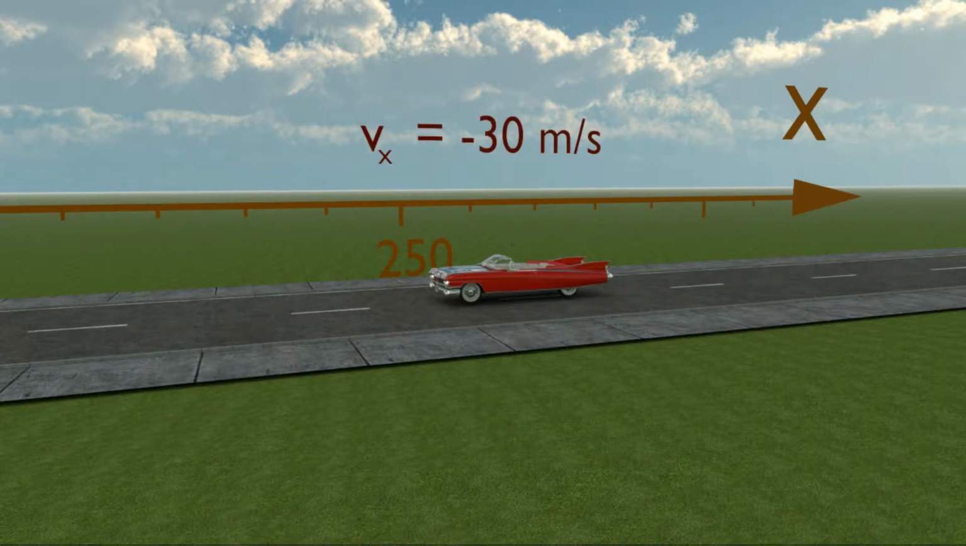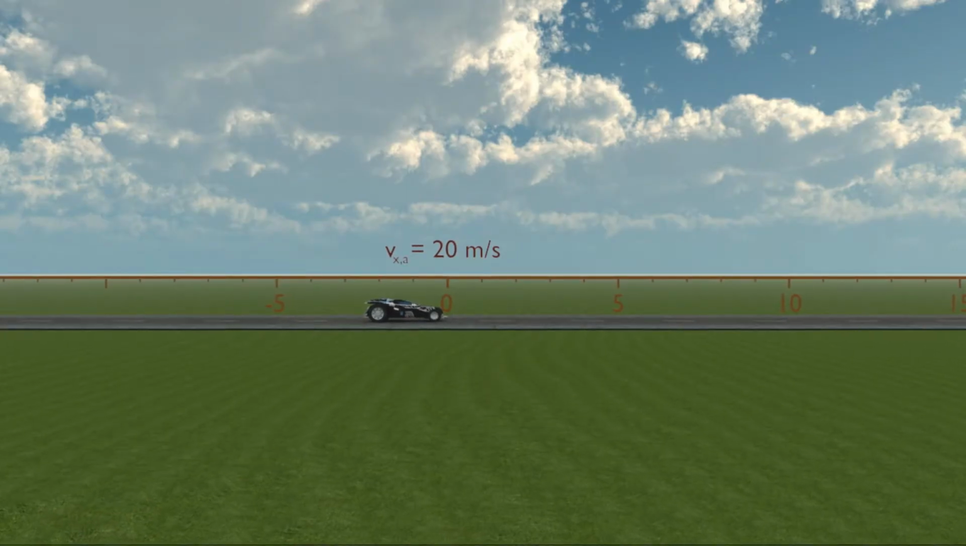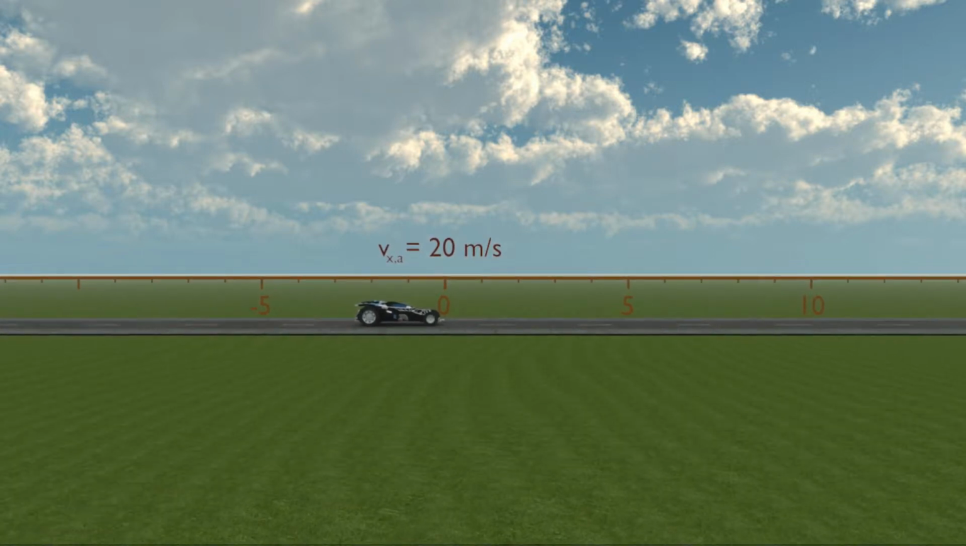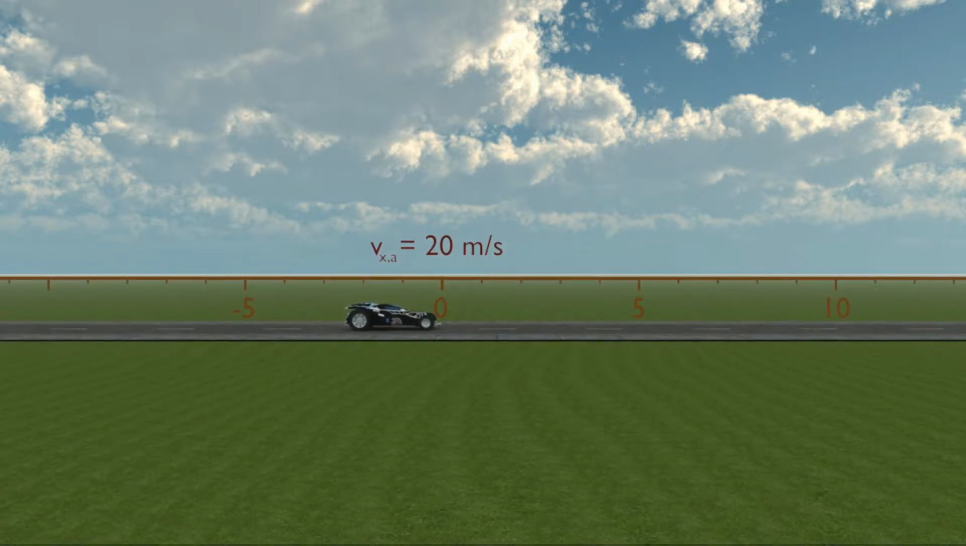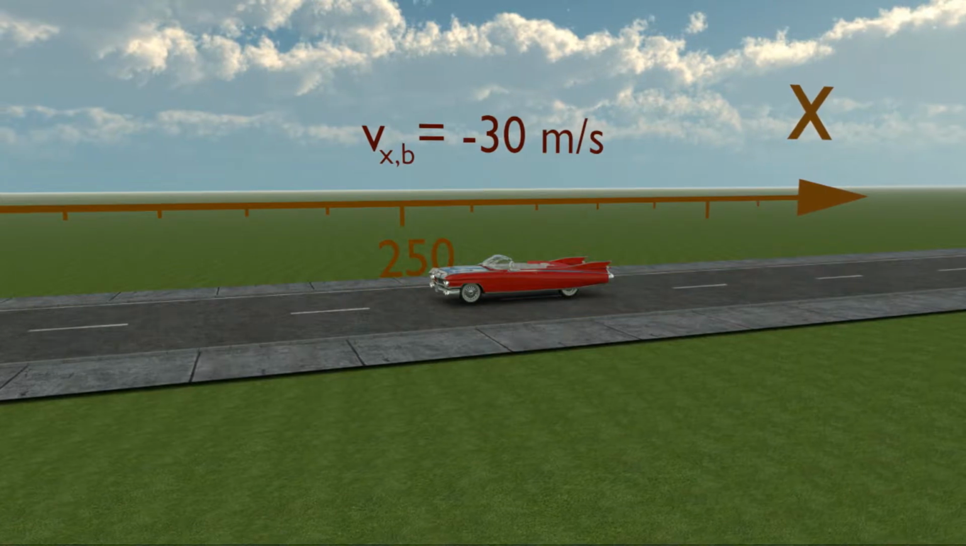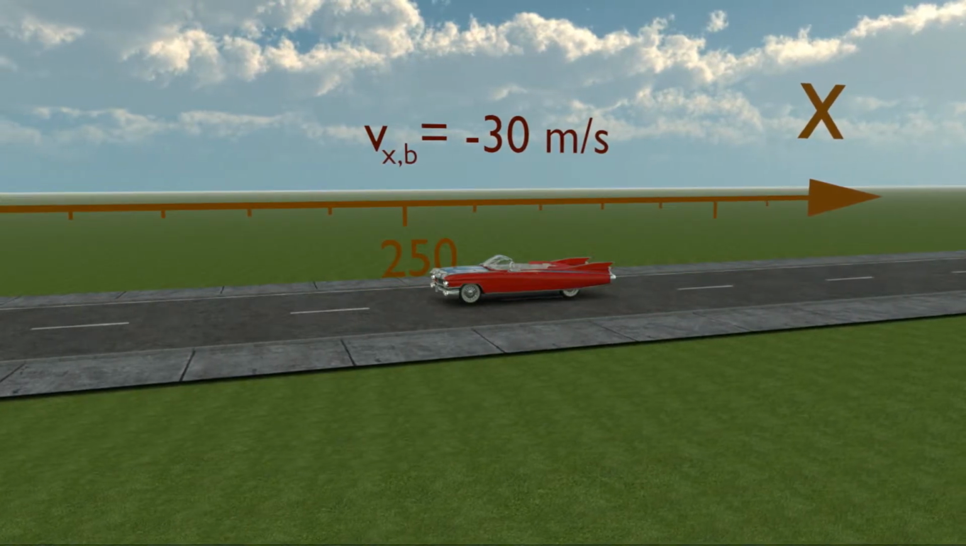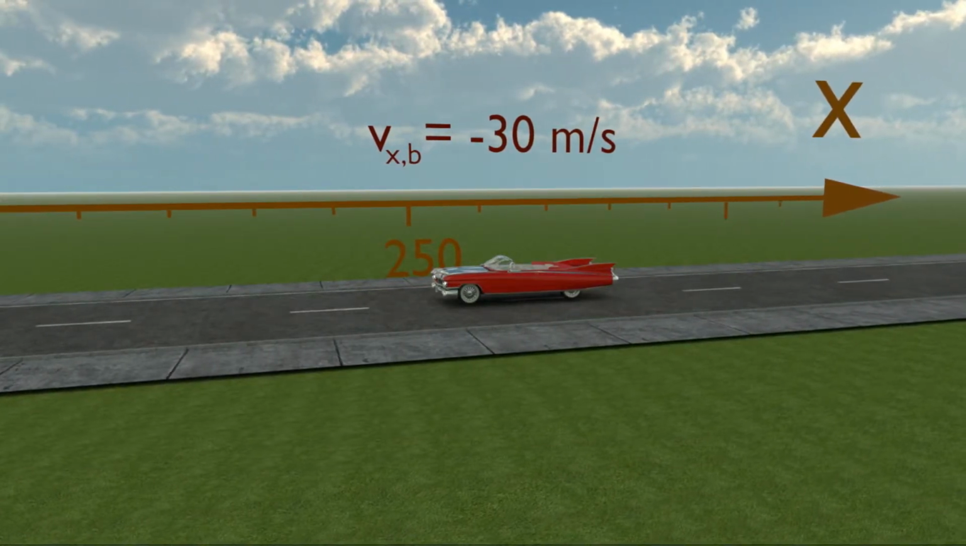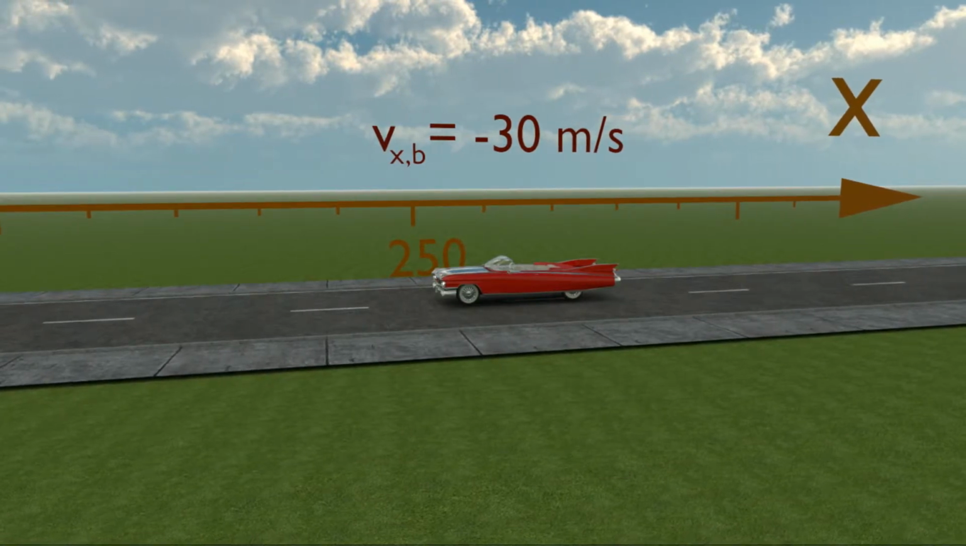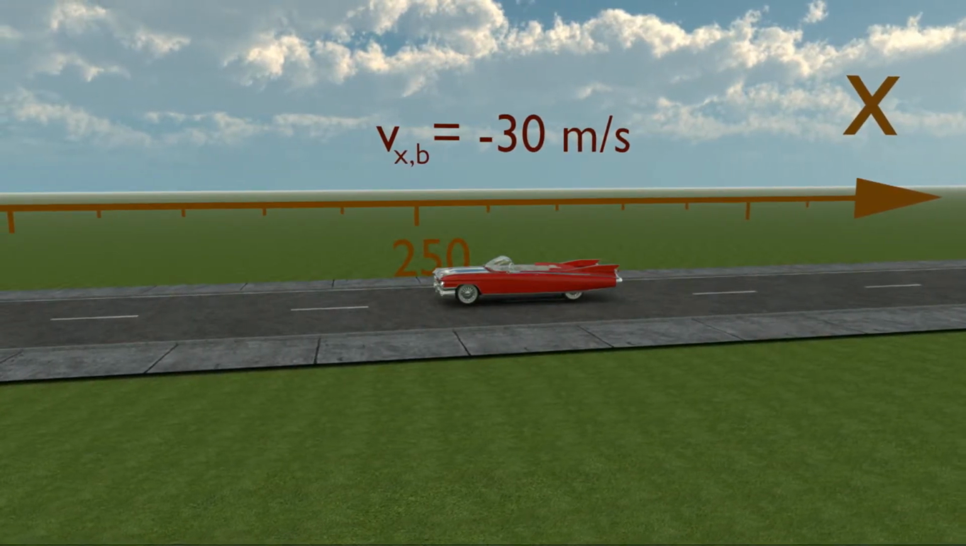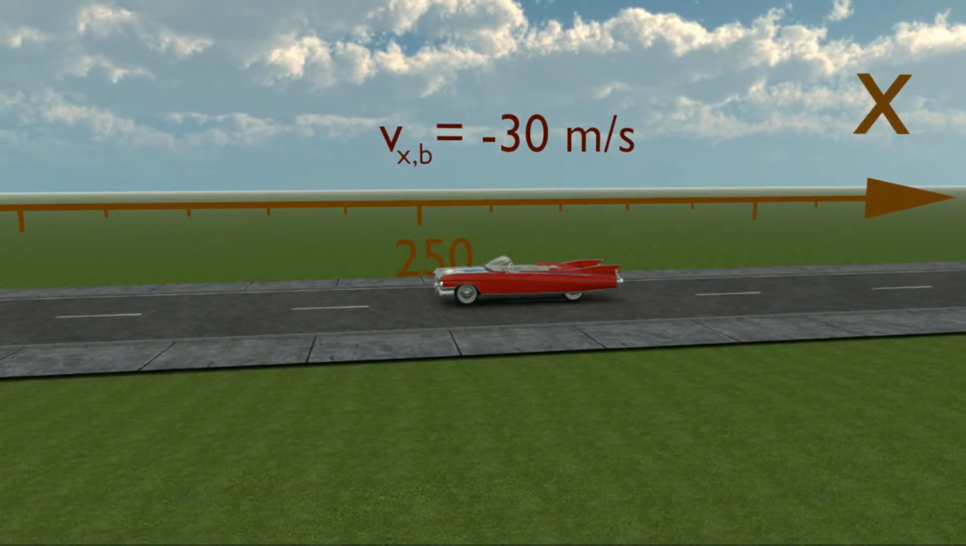Since labeling them both with vx, the same variable, is going to get confusing, I'm going to put a subscript a, so I'm just going to call the first car a, and I'm going to put a subscript b for the second car, which I'm going to call b. In fact, you should never use the same variable to label two different things. That's just asking for trouble. Okay, we have our problem. Let's solve it. We're going to use the equation we learned in the last video.